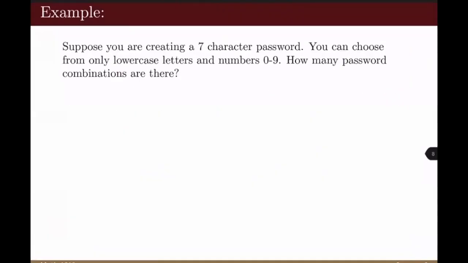Suppose you are creating a 7-character password. You can choose from only lowercase letters and numbers from 0 to 9. How many password combinations are there? Well, we have 7 spots for our password. We need to figure out how many options we have for each character. So I can choose from any lowercase letter.